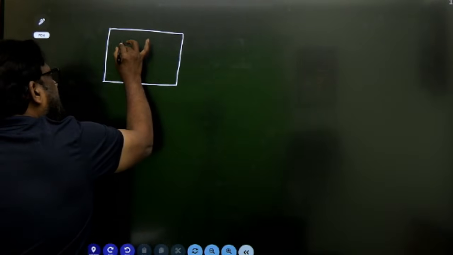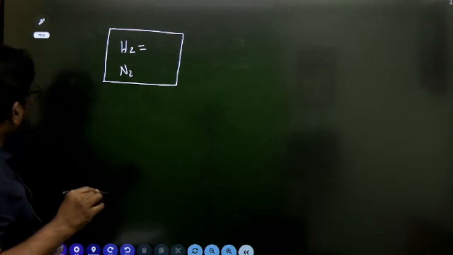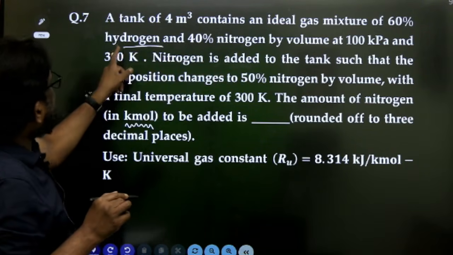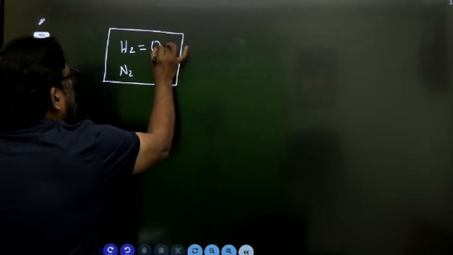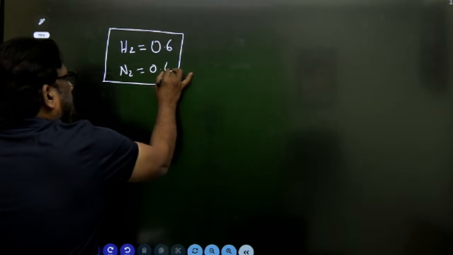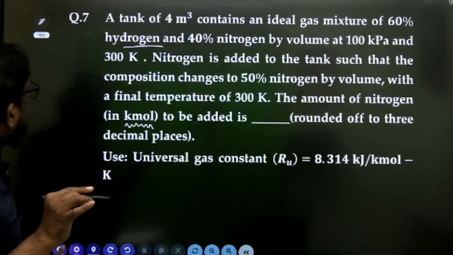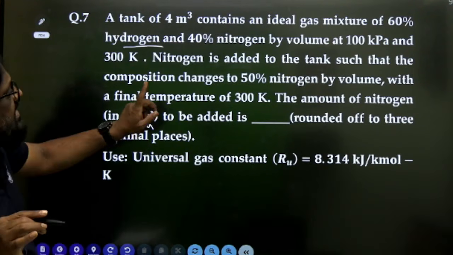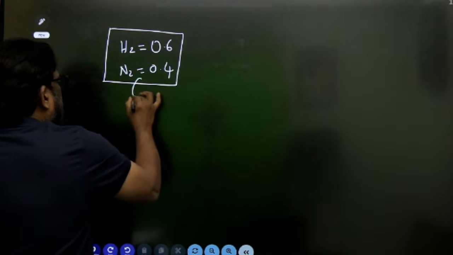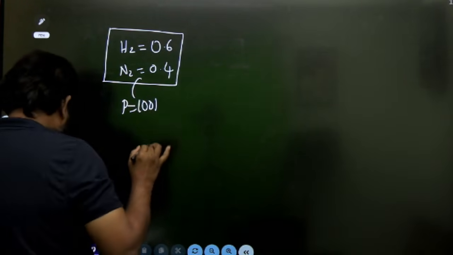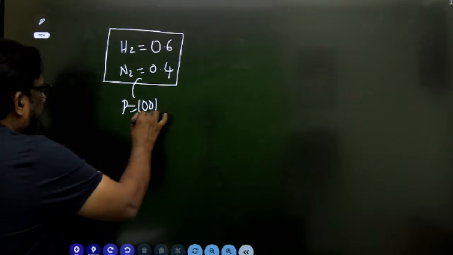This container contains hydrogen and nitrogen. What is the volume fraction of hydrogen? 60% hydrogen, 40% nitrogen. 60% hydrogen means 0.6 on a volume basis, and 0.4 is nitrogen. And what is the pressure, sir? The pressure is 100, is it kilopascal? Yes, and the temperature is 300.